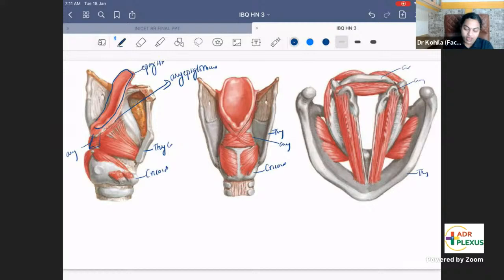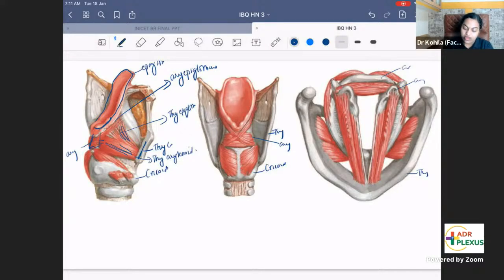Aryepiglotticus muscle. This is your thyroid. This is epiglottis. From the thyroid to the epiglottis will be thyroepiglotticus muscle. These fibers. Okay, from the thyroid to the arytenoid, these fibers will be thyroarytenoid muscle. Okay, so these things you can see clearly here.